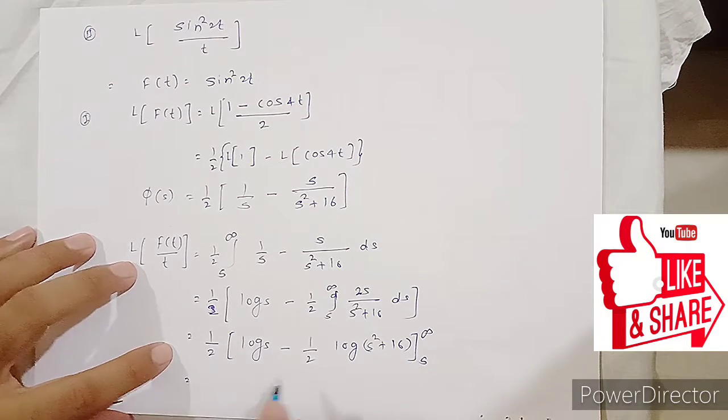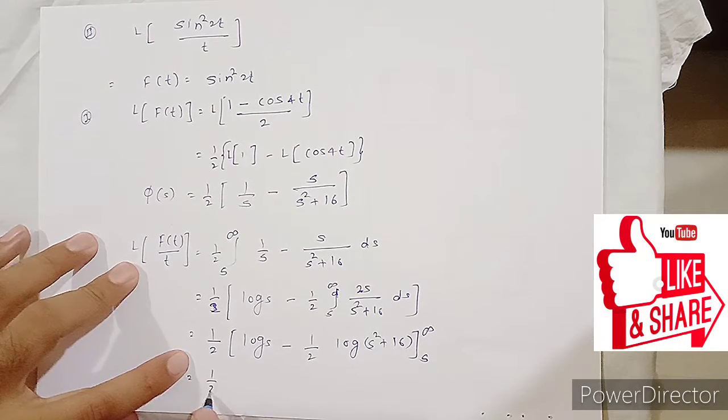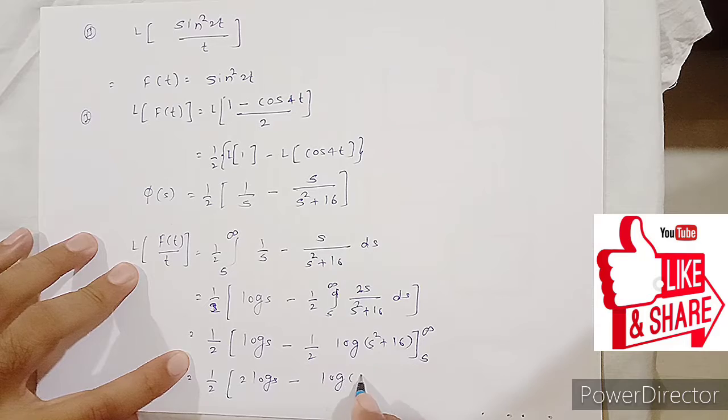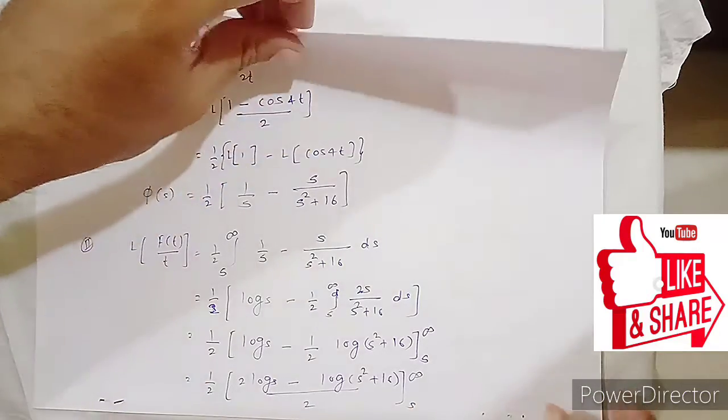In last step, what we do, we can put cross multiplication. So 1 upon 2 is as it is. When we cross multiply, 2 log s minus log of s square plus 16 divided by 2, right? S to infinity.